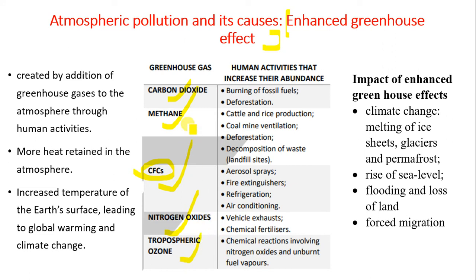Now, what is the impact of the enhanced greenhouse effect? It leads to climate change, which is the melting of ice sheets, glaciers, and permafrost. It leads to a rise in sea level. It leads to flooding and loss of land, and it also leads to forced migration.